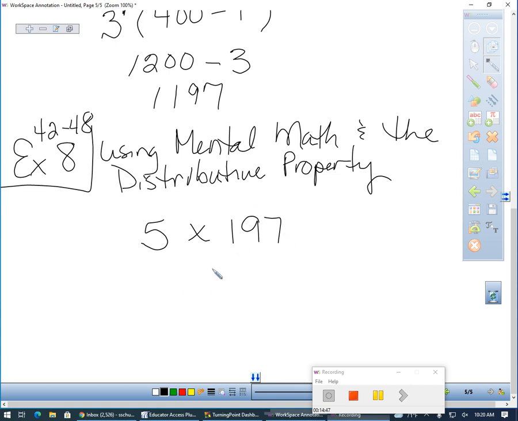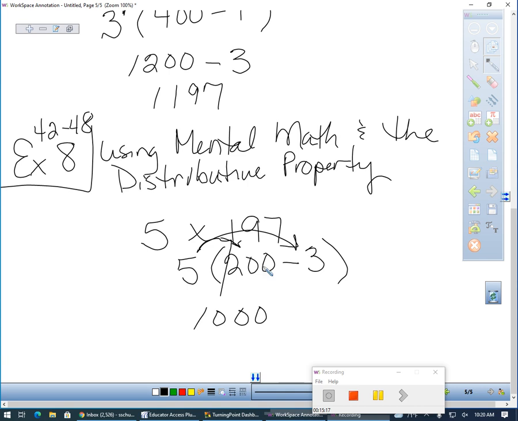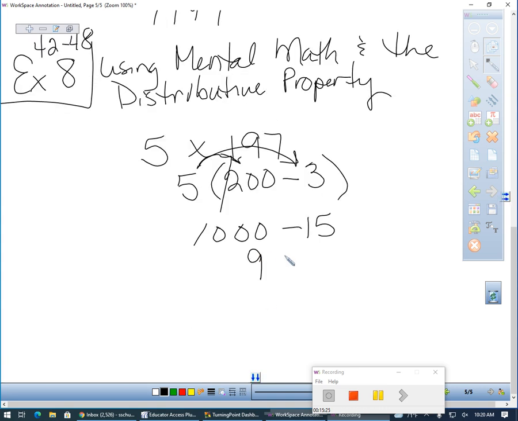So how else can I write 197, Ian? 200 what? There we go. 200 minus 3 is the same as 197. If I put a 5 in front, now I can do the distributive property. 5 times 200 is 1,000. 5 times minus 3, or negative 3, is negative 15. What's 1,000 minus 15? Yes, 985.